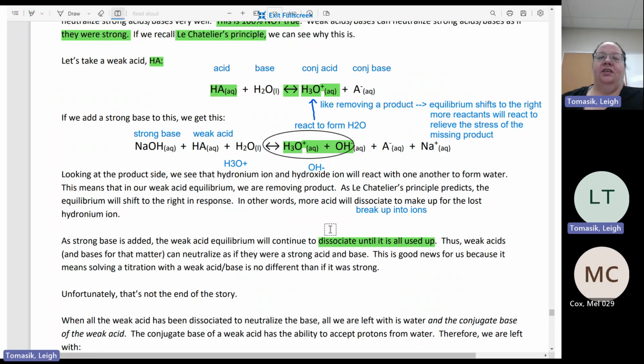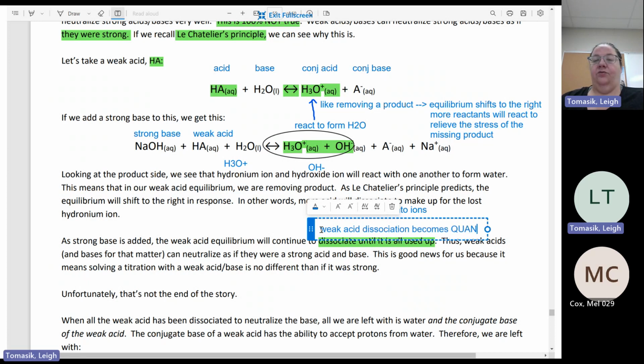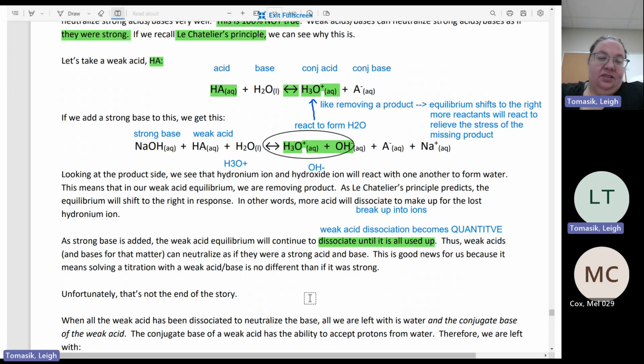So the weak acid dissociation becomes quantitative. We will use it all up. It will all dissociate. Thus weak acids and bases can neutralize as if they were a strong acid or a strong base, because when the H3O plus and the OH minus react to form water, it's like pulling them out of the equation. So we're always going to shift that reaction to the right until everything is used up.